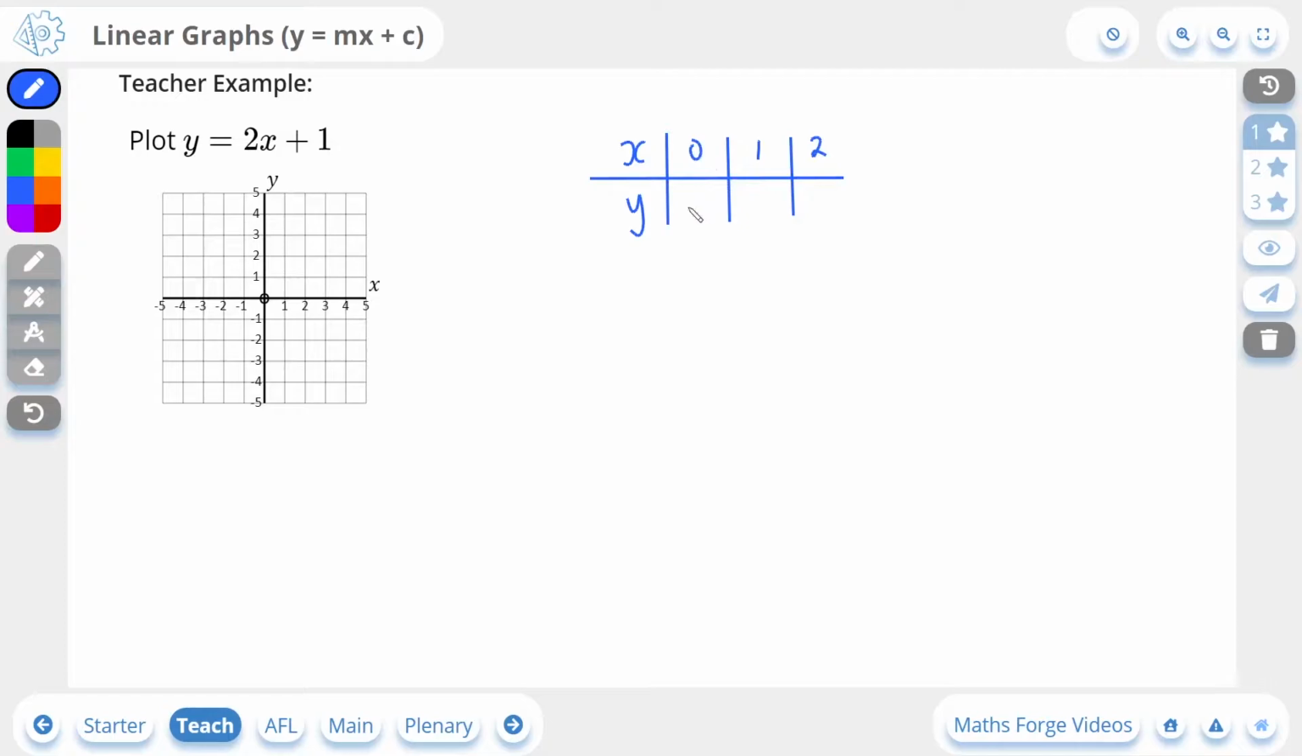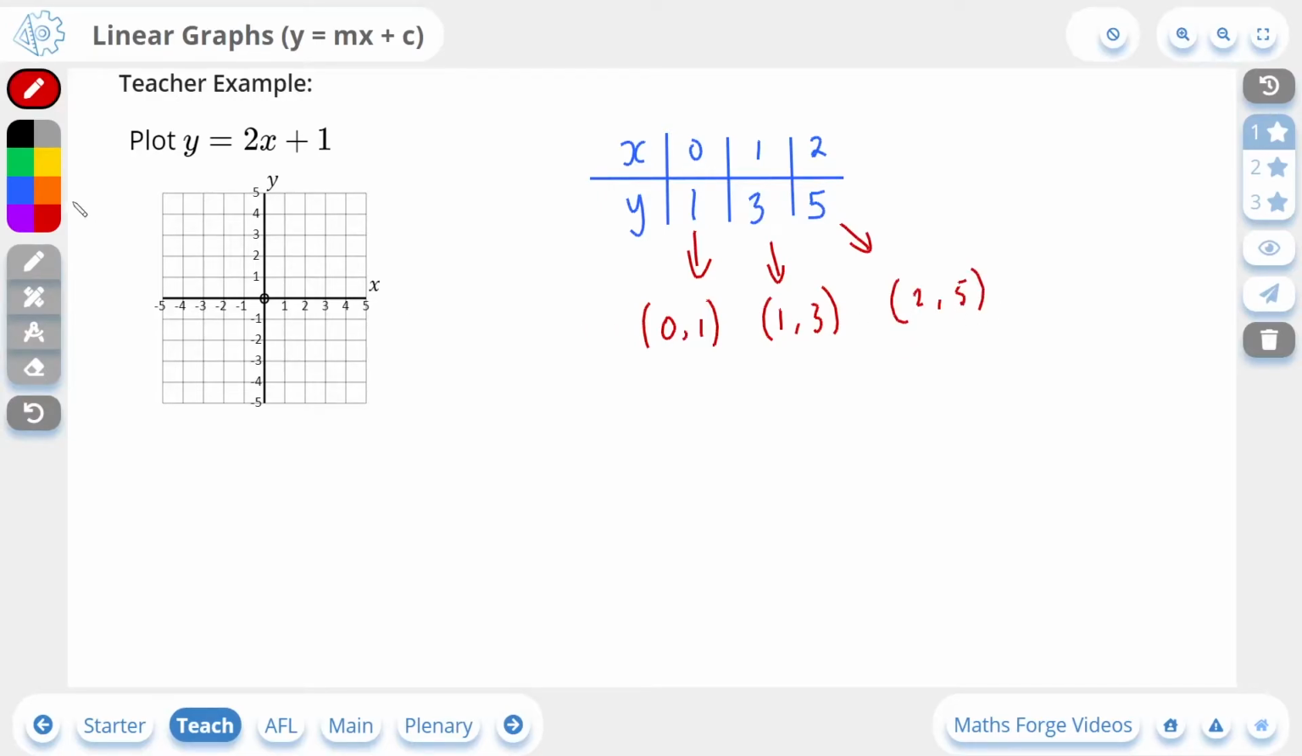So for 0, it was 1. For 1, it was 3. And for 2, it was 5. These are now paired values that we're going to put as coordinates onto the grid. So the first paired value is going to be a coordinate of 0 and 1. Our second paired value is going to be a coordinate of 1 and 3. And our third paired value is going to be a coordinate of 2 and 5.